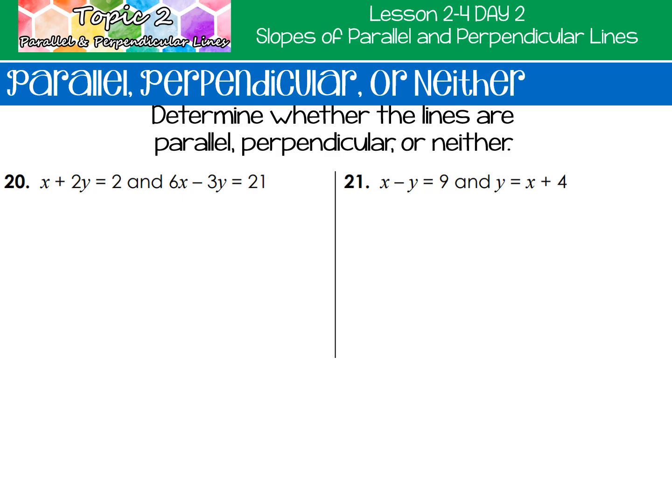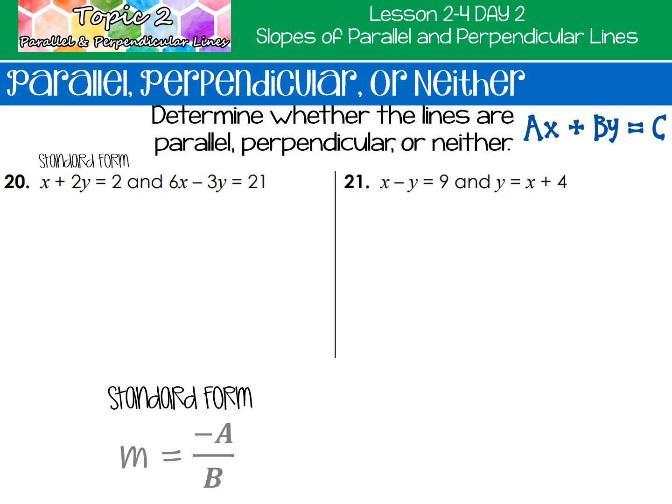Determine whether the lines are parallel, perpendicular, or neither. This time we have some in standard form. That's just a reminder what standard form looks like. And there's a shortcut to get to the slope. It's the opposite of A over B.